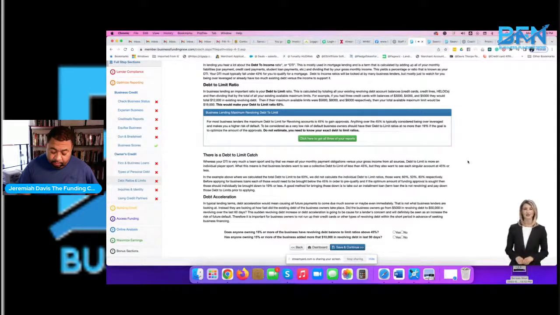Debt to income ratios will be looked at by many business lenders, but mostly just to watch for you being over leveraged and having too much existing debt versus the income to support it.